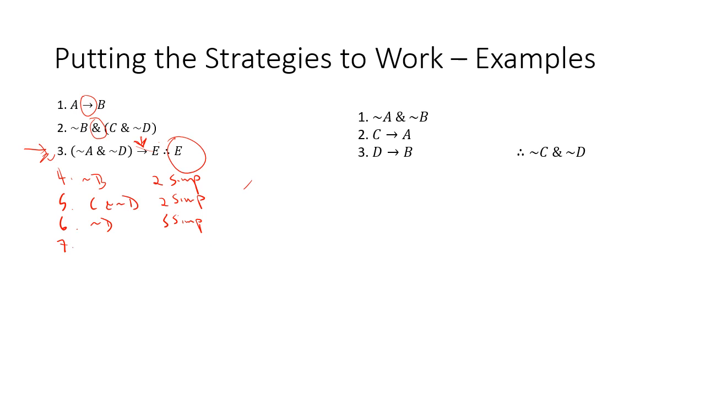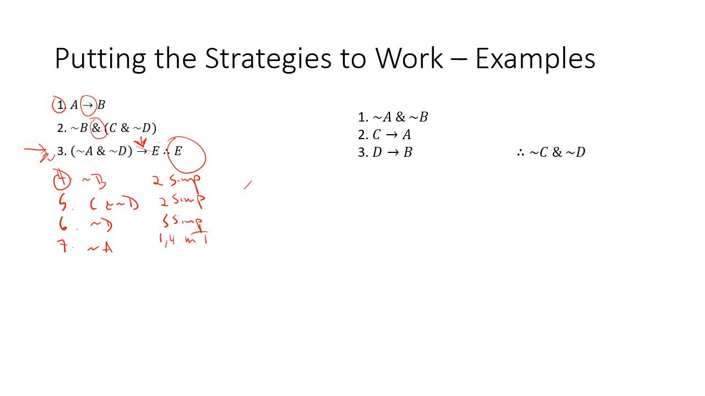Those negations are helpful for some patterns. One of those patterns is modus tollens, and now 1 and 4 fit the modus tollens pattern, right? So I have this conditional, A arrow B, I have the negation of the consequent, so I can use that to get the negation of the antecedent. So there's 1 and 4 modus tollens.